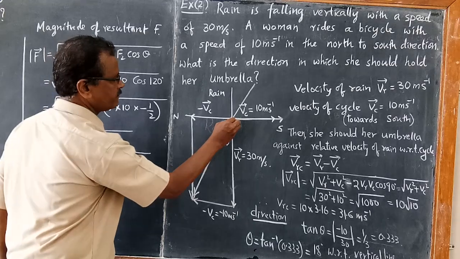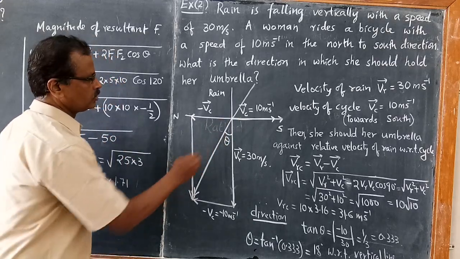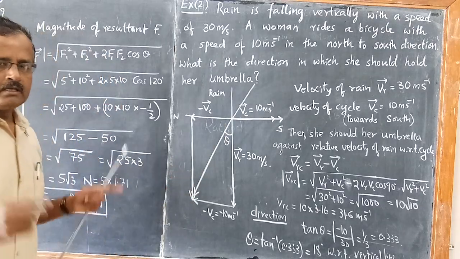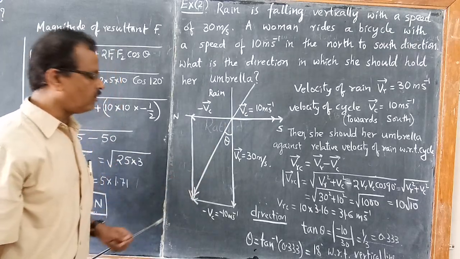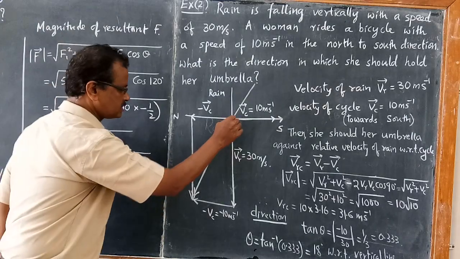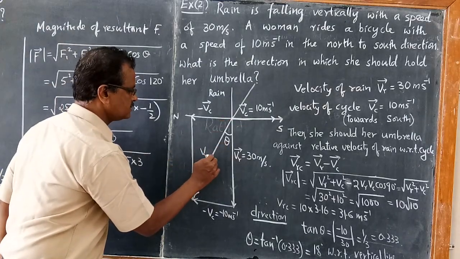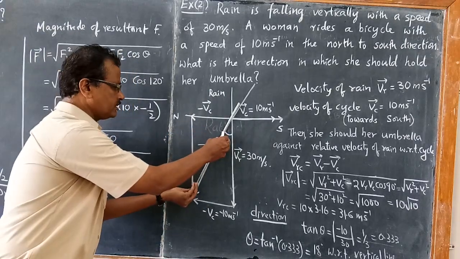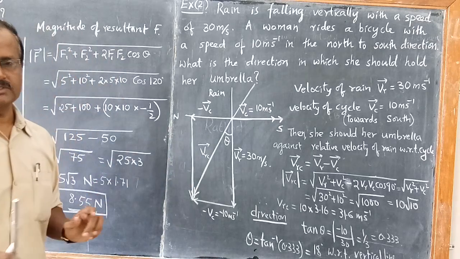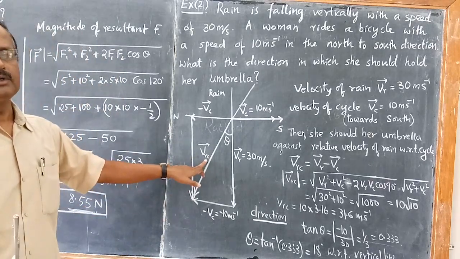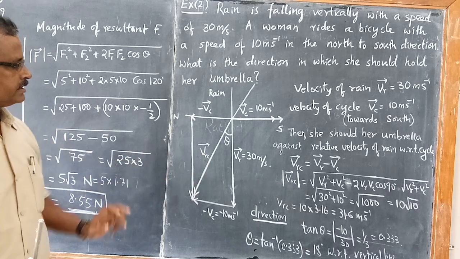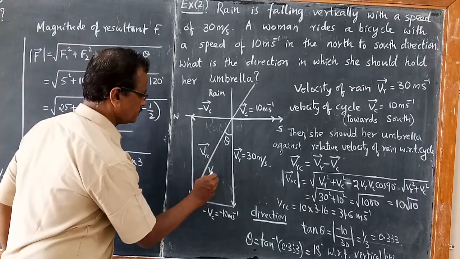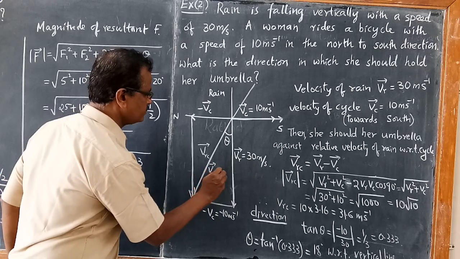Then join from the point of origin, the point of coincident vectors, to the point where all the heads meet. So this becomes the direction of VRC. This becomes the direction of relative velocity of rain with respect to cyclist. VRC equals VR vector minus VC vector.